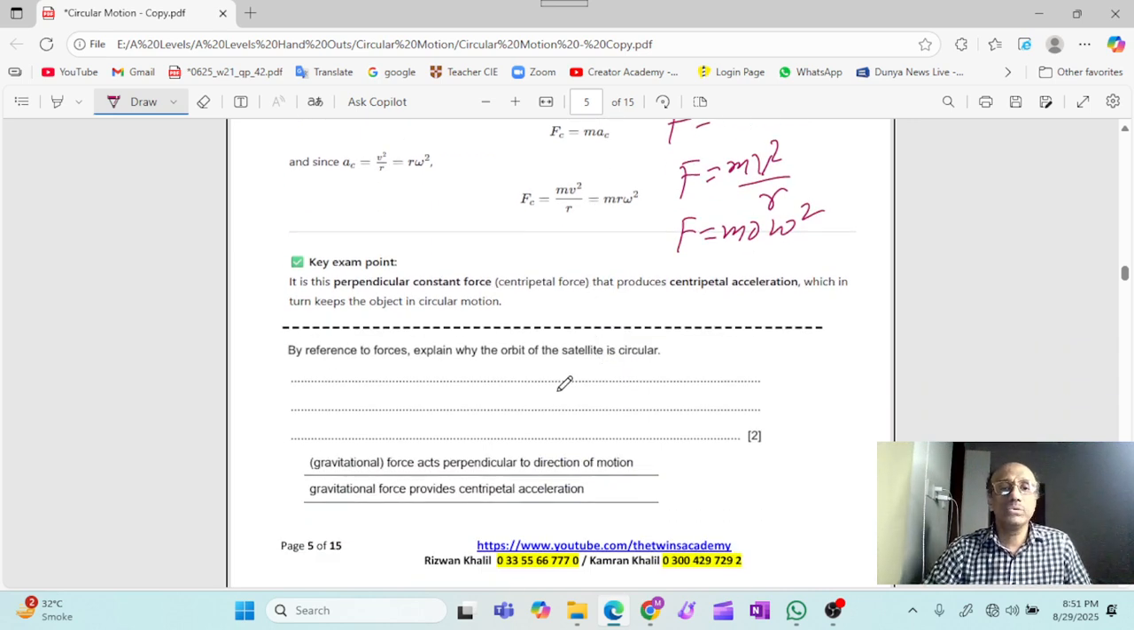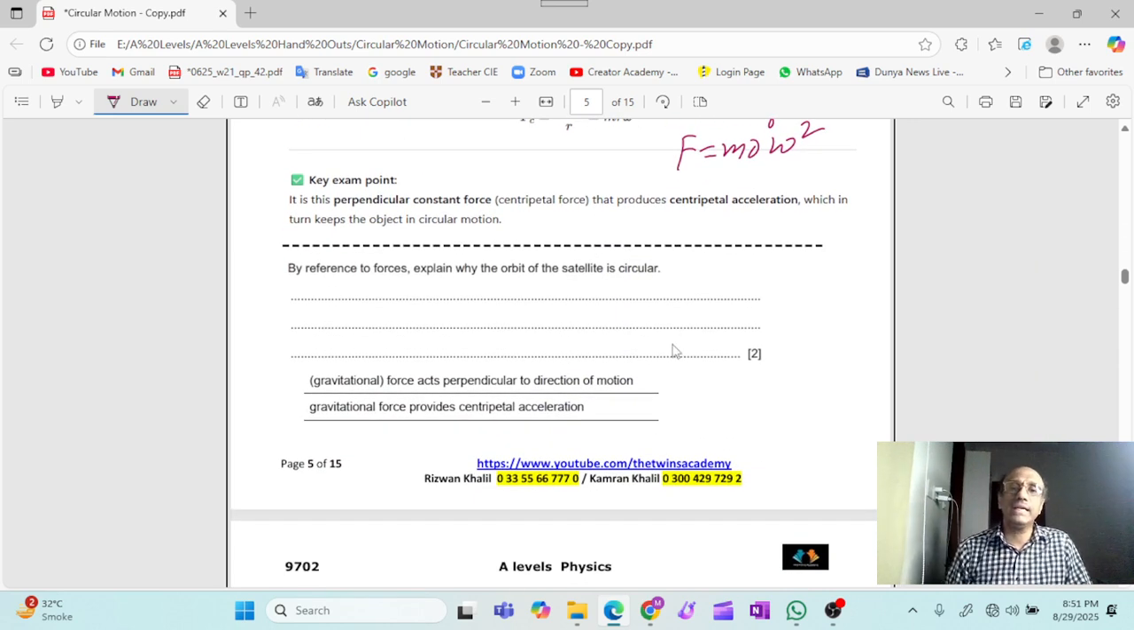By reference to the forces, explain why the orbit of the satellite is circular. Reason: gravitational force will act perpendicular to the direction of motion or velocity. Gravitational force will provide the centripetal acceleration. This force has a constant magnitude. So you may write down any 2 key points for 2 marks and 3 key points for 3 marks.